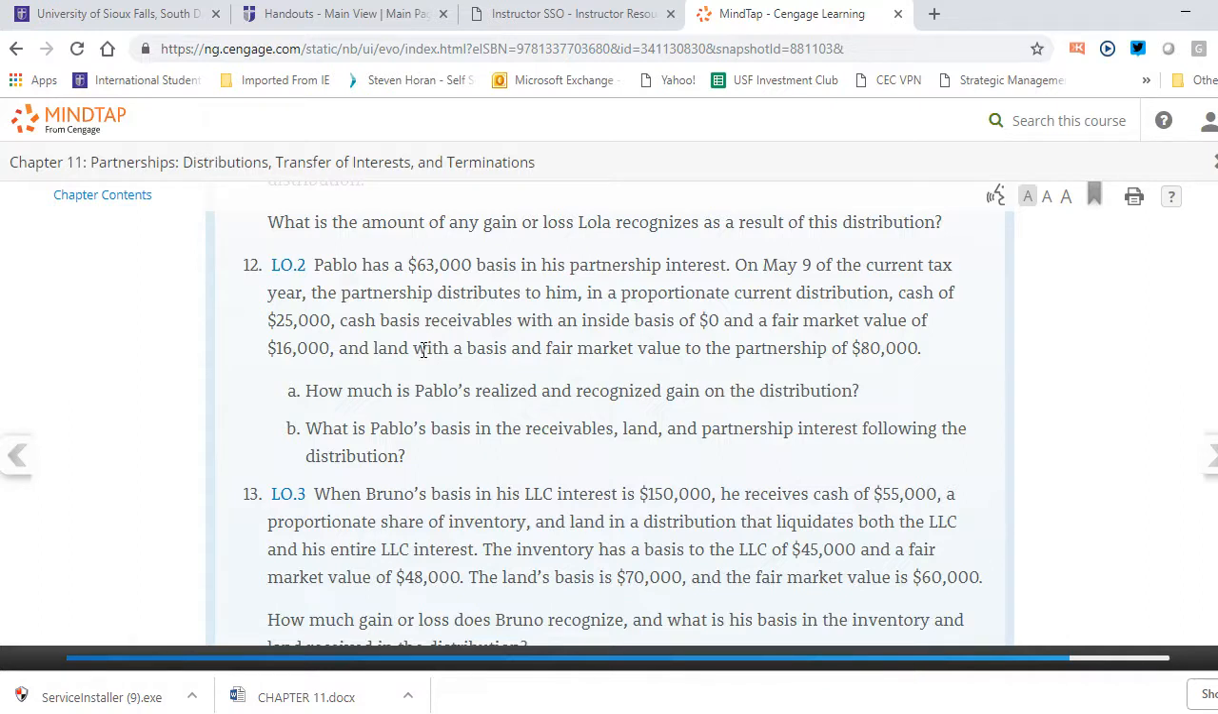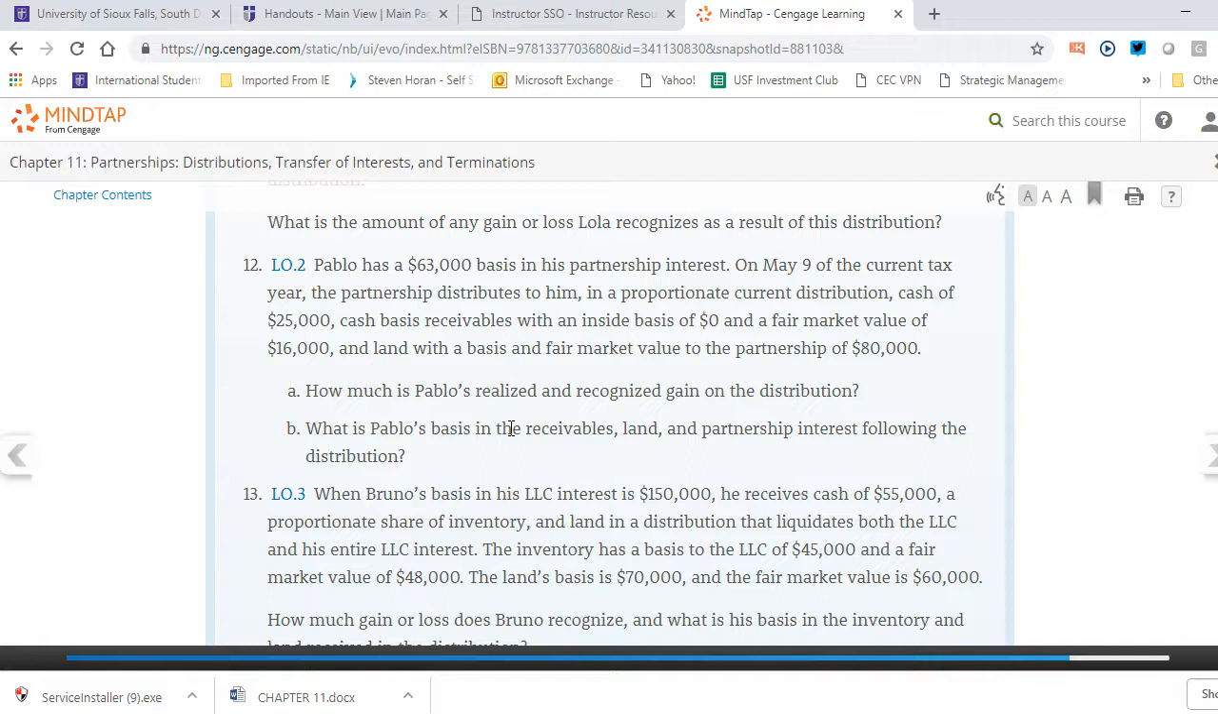Question 12, Pablo has a $63,000 basis in his partnership interest on May 9 of the current year. The partnership distributes to him in a proportionate current distribution cash of 25, receivables with an inside basis of 0 and fair market value of 16, and land with basis and fair market value to the partnership of 80,000. How much is Pablo's realized and recognized gain on the distribution? And then what is Pablo's basis in the receivables, land, and partnership interest following the distribution?